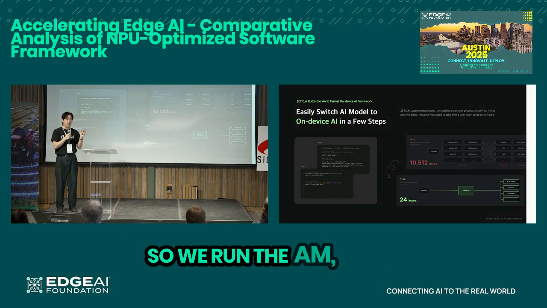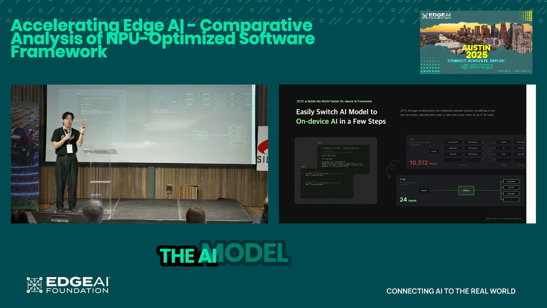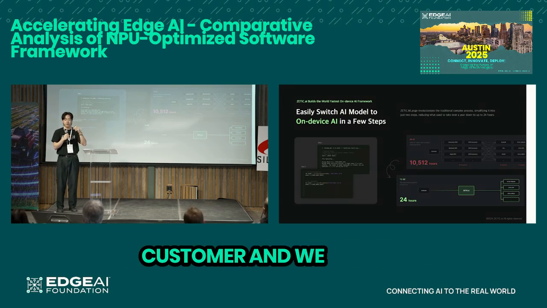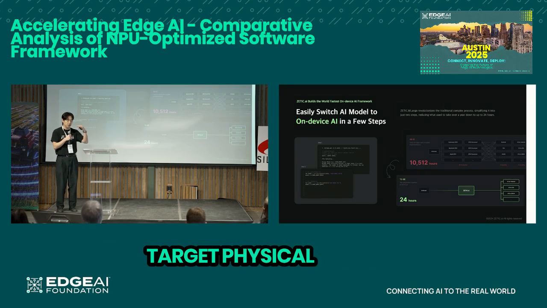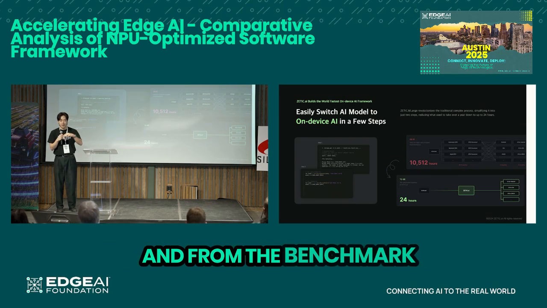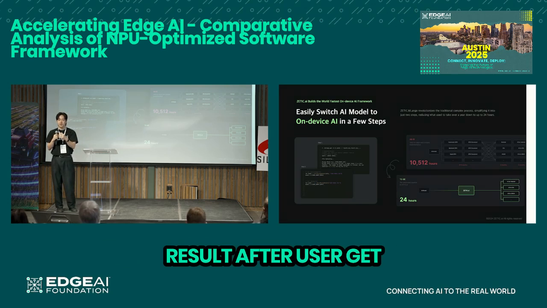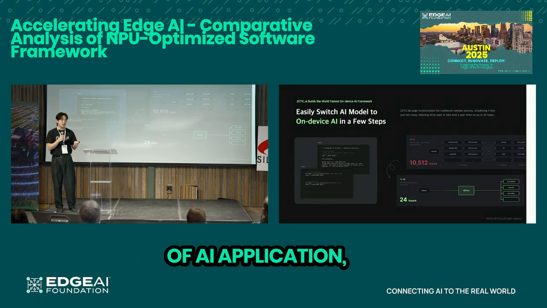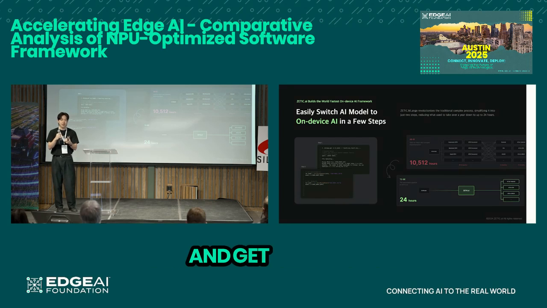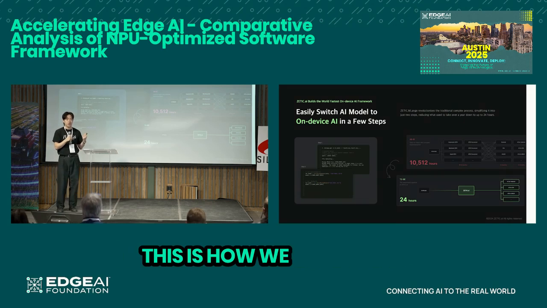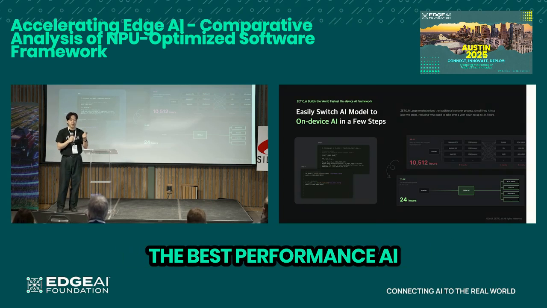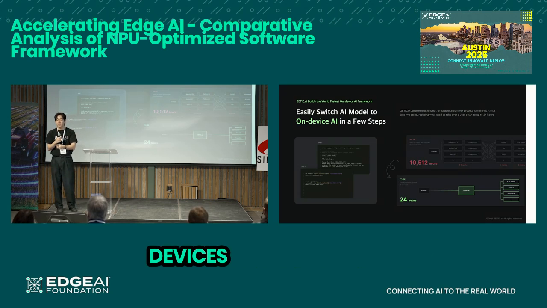We get the AI model from our customer, and we run the actual benchmark and profiling on all the different types of target physical devices. From the benchmark result, after the user installs the AI application, we detect the user's device and get the best performance model from the benchmark result. This is how we guarantee the best performance AI inference at the user's target devices for on-device AI.